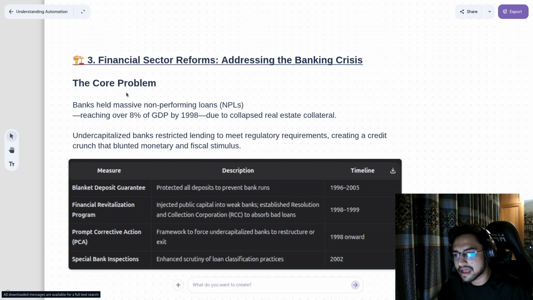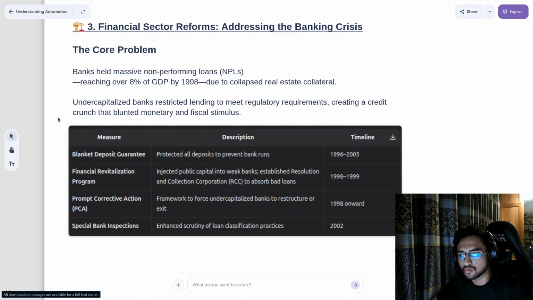After that, they had some financial sector reforms. What they tried to do was address the banking crisis. The measures we can see here: the blanket deposit guarantee. The government tried to say that yes, we will protect all your deposits, so please don't take your money out of the bank. But previously we understood why they were motivated to pull their money away, because there were other groups who could exploit that vulnerability.